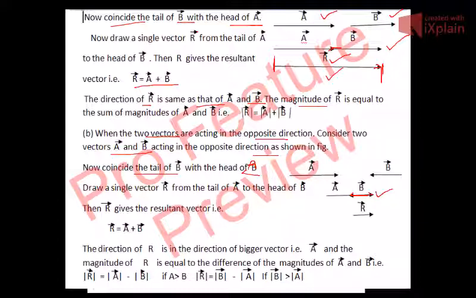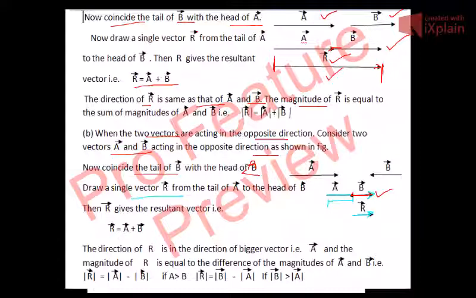So then what we have to do? We have to draw a single line from the tail of A to the head of B. So from the tail of A, it is from here to this red line. So this will be the R. Head of B is here, so it will be R. So the resultant R gives the resultant vector, that is R is equal to A plus B.